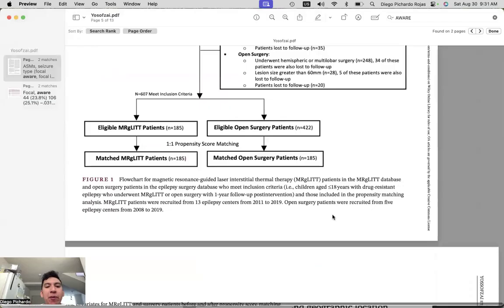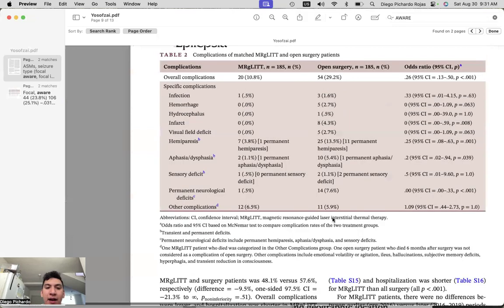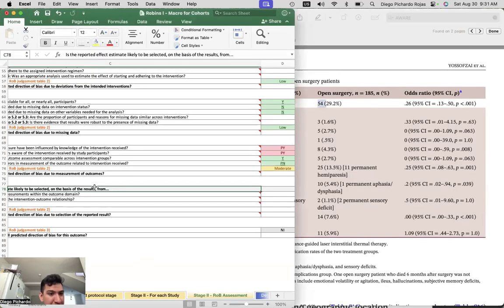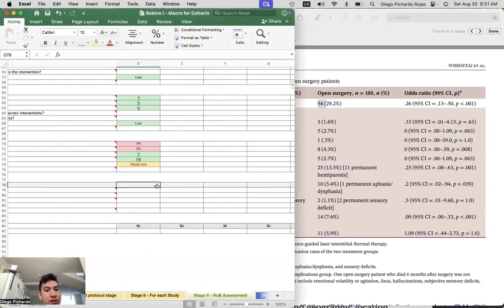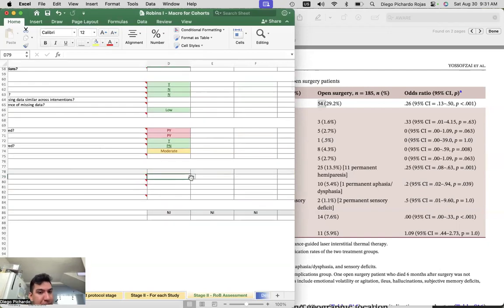If you're reporting that you had 20 complications and 54 complications, is there a big risk of you hiding complications? Probably not. It's very hard to hide a complication. So I would put probably not. Again, were there multiple outcome measurements, and did they select only the outcomes that they wanted to report? Probably not.